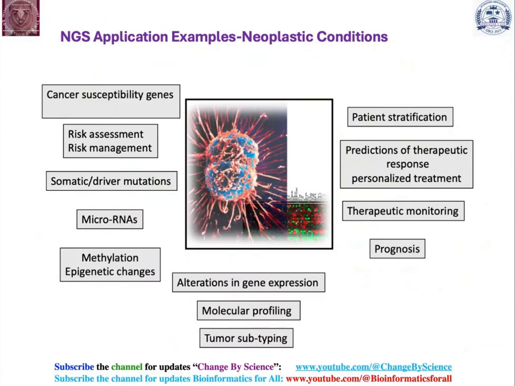Then you can look for epigenetic changes like transcription factor binding site methylations, and alterations in gene expression could be calculated. Molecular profiling and tumor subtyping are possible with the use of NGS. Now, patient stratification could also be done. Predictions of therapeutic response for personalized treatment are easily made. Therapeutic monitoring is quite possible and easily implementable. So, prognosis is one of the major applications these days for NGS.